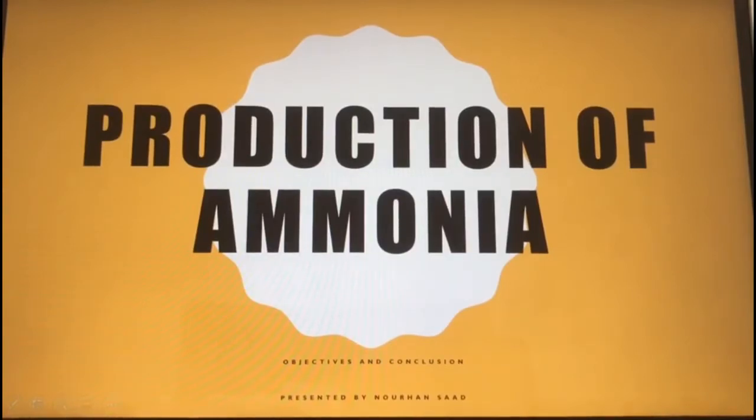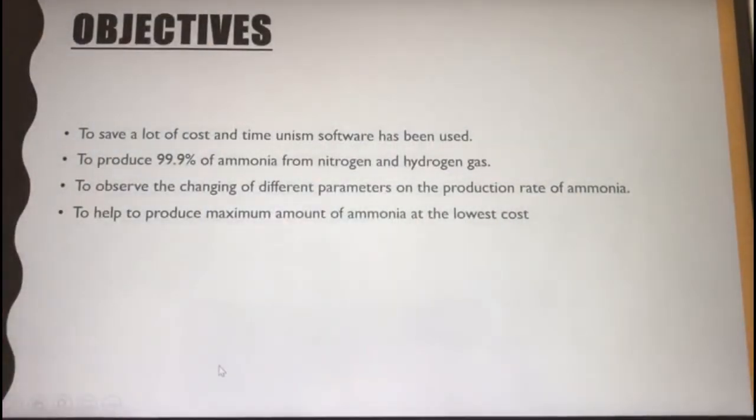I'm Nurhan Saad. I'm going to introduce the production of ammonia, which is known as the Haber process. The objective of this simulation is that we used UniSim to give us the maximum yield of ammonia with the least cost and time, which will be sufficient for other companies to use.